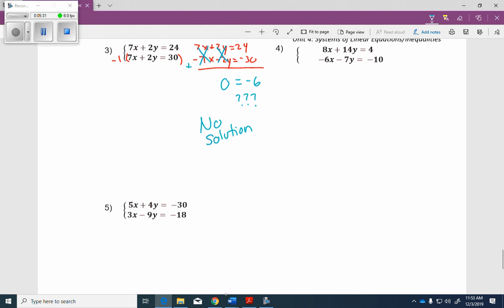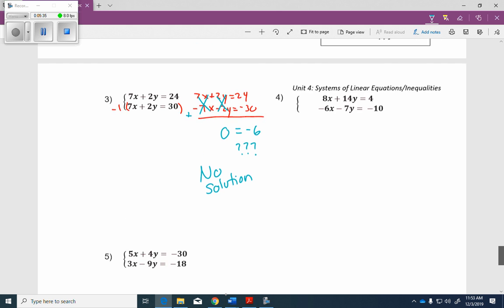I am going to start number 4 with you. You are going to finish it on your own, though. Something I want to point out is that the x's are lined up. The y's are lined up, the equal signs are lined up, the constants are lined up, but I don't have opposites. It's not as easy as number 3. It's not just a negative that I need. The numbers aren't even opposites, right? 8 and -6, they're not opposites. 14 and -7, they're not opposites.